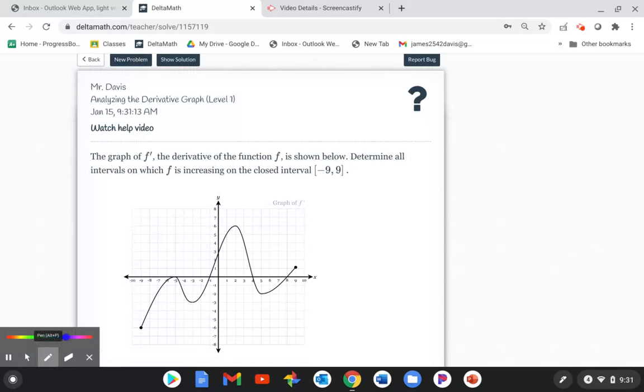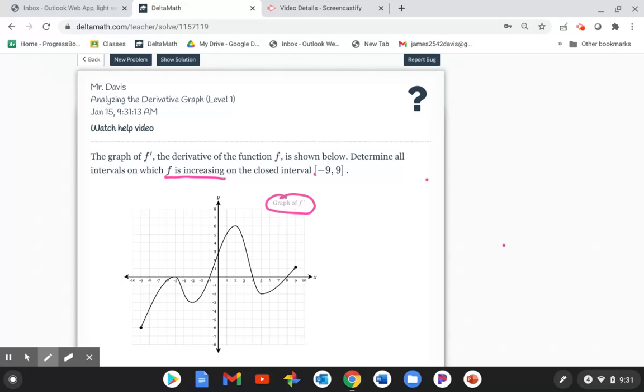Okay, the next one asks us where is f increasing? So we're given, again, a graph of f prime, and we're asked a question about f. It's kind of the opposite way of thinking in your mind. Generally, you're given the graph of a function, and you're asked about the slope. This time, you're given a graph of the slope, and you're asked about the function. So you've got to work that out in your mind. Again, it just takes practice.